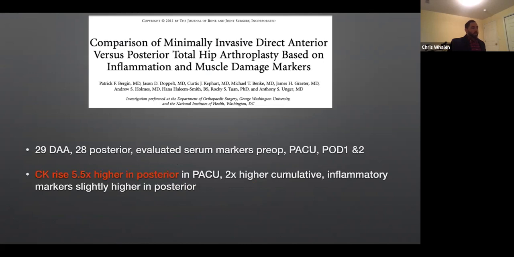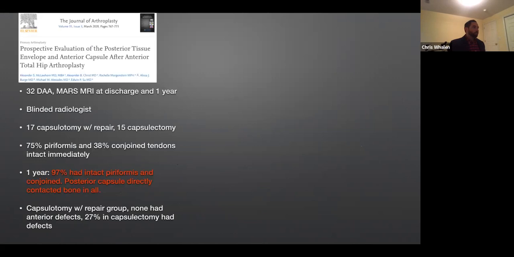Well, what about in real living patients? This was a serologic study, and they found that the CK rise was over 5 times higher in the PACU in the posterior approach, and the inflammatory markers were slightly higher as well. I don't know that that means anything clinically, but there's some evidence that the muscle's getting more beat up posteriorly.